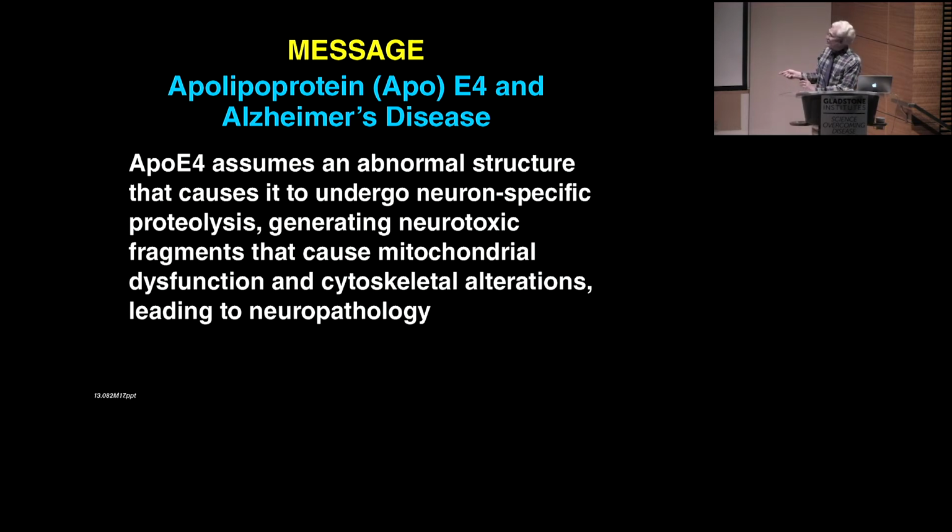ApoE4, first of all, assumes an abnormal structure. Second, that abnormal structure causes the ApoE4 to undergo neuron-specific proteolysis, generating a series of neurotoxic fragments that cause mitochondrial dysfunction and cytoskeletal alterations, leading to pathology.